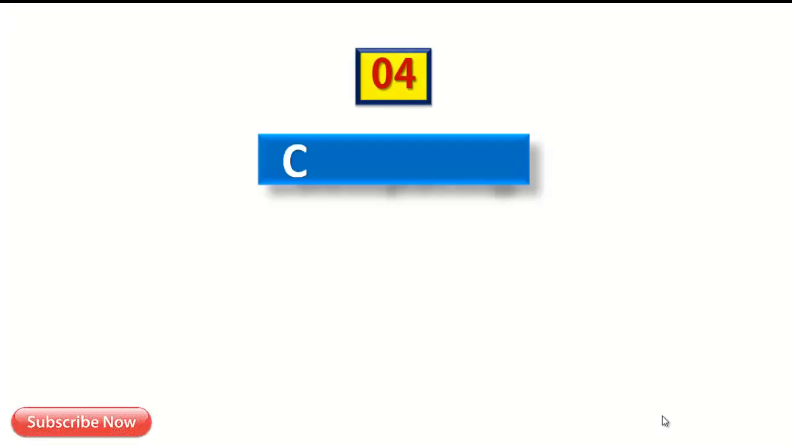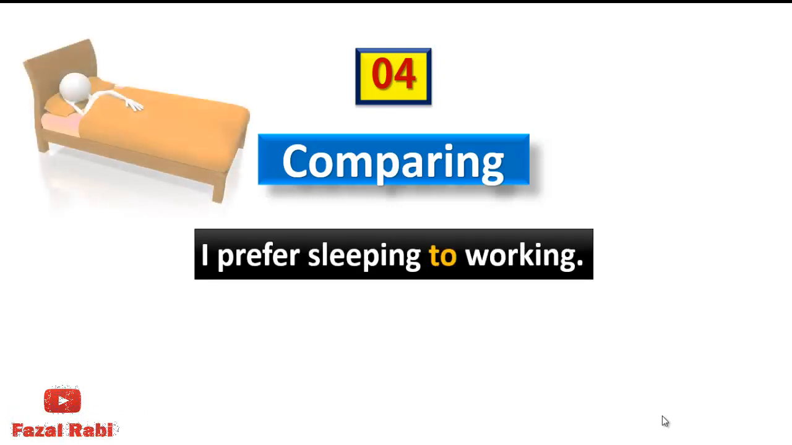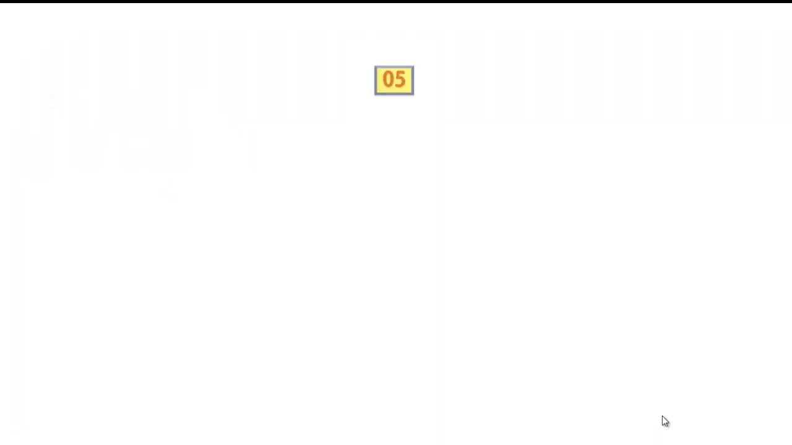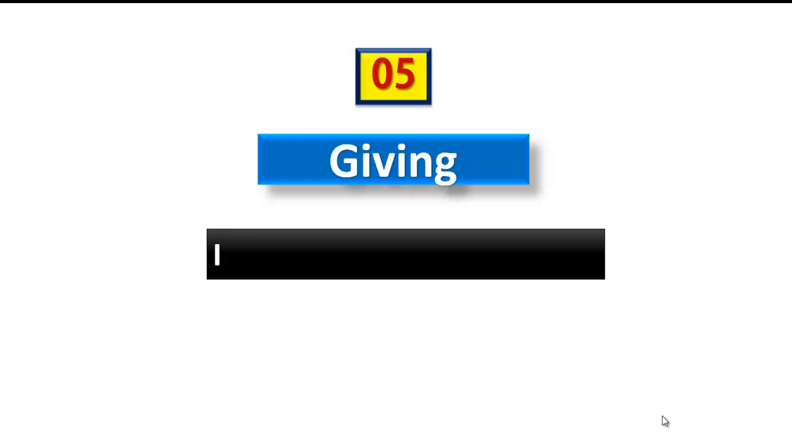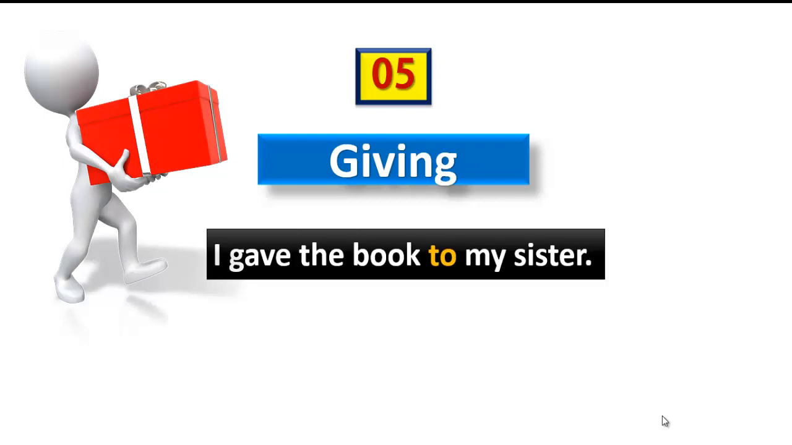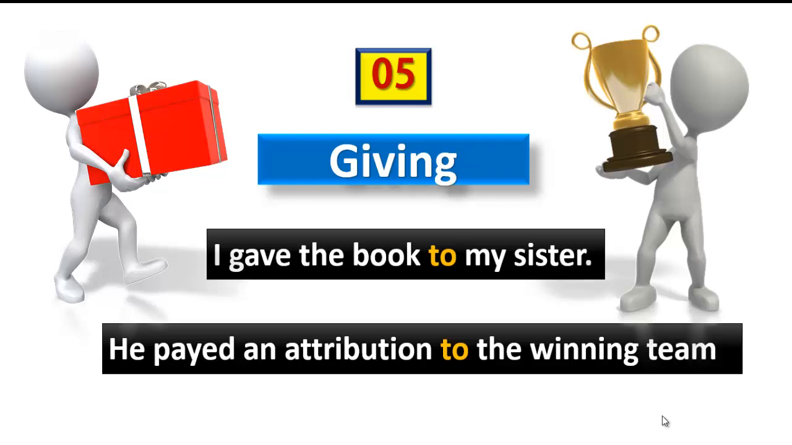Case number 4 is, it should be used for comparing two things. For example, I prefer sleeping to working. Another example here is, they like singing to reading. Case number 5. Giving. If you are giving something to others, you have to use the preposition "to". For example, I gave the book to my sister. Another example is, he paid a tribute to the winning team.